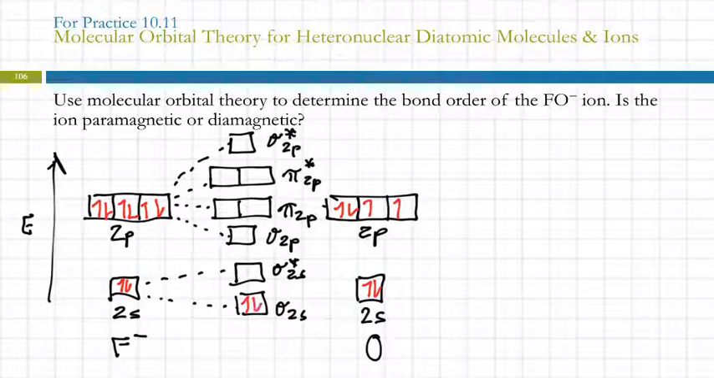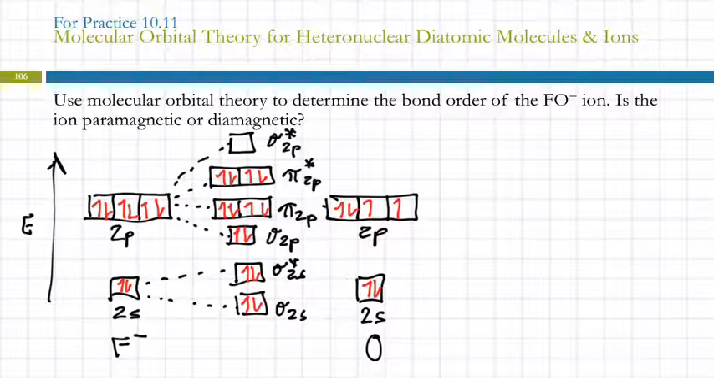1, 2, 3, 4, 5, 6, 7. Now, number 8's going to take his own orbital, right? And then they have to pair up: 9, 10, 11, 12, 13, 14. The hard part is where those boxes came from, right?